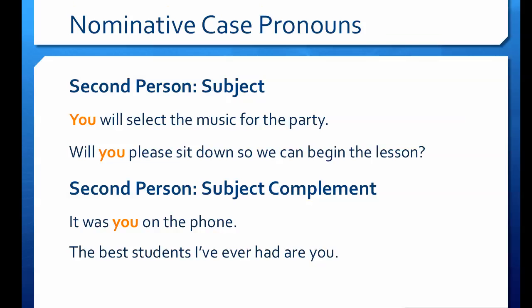The best students I've ever had are you. Again, in both of these second examples, I have the linking verb was, so I use you, and the linking verb are, so you is the predicate nominative, but this is pretty easy because the object case and the nominative case for the second person are the exact same ones.